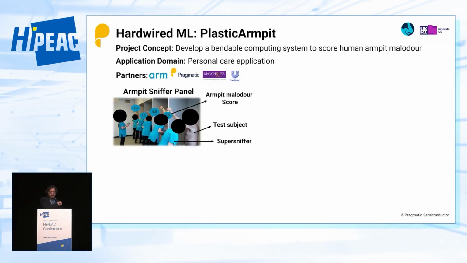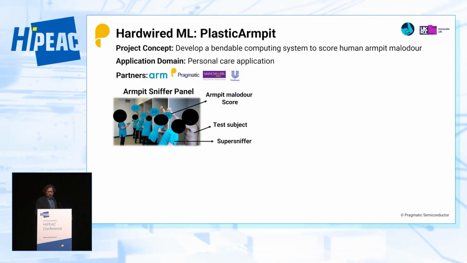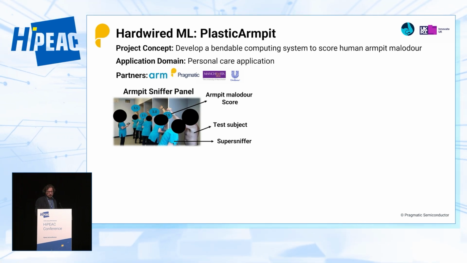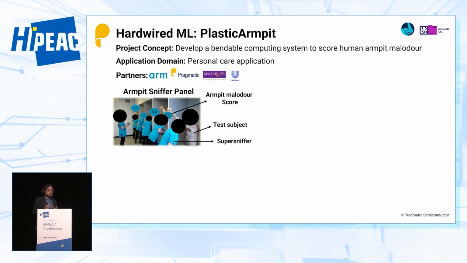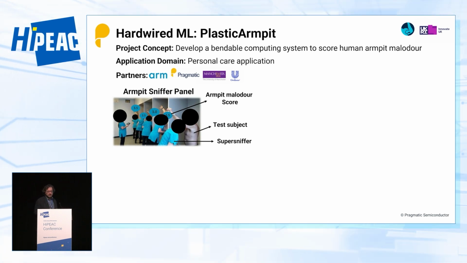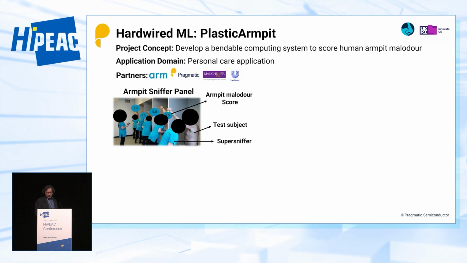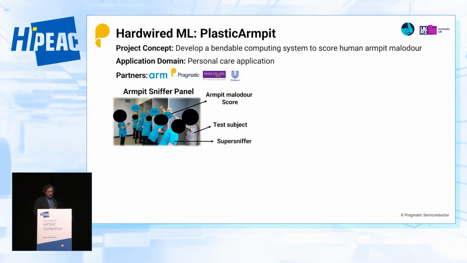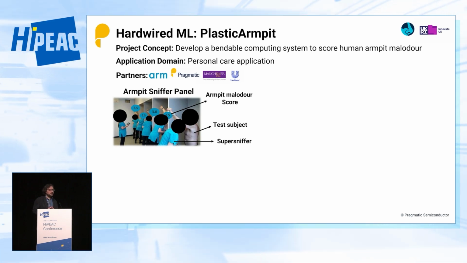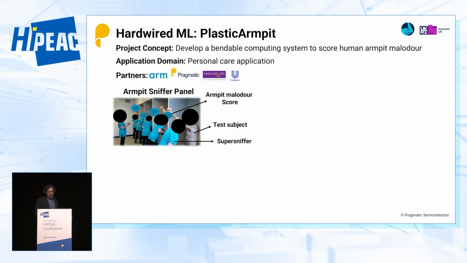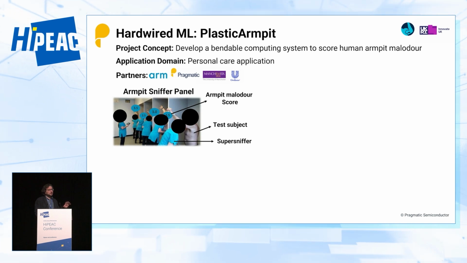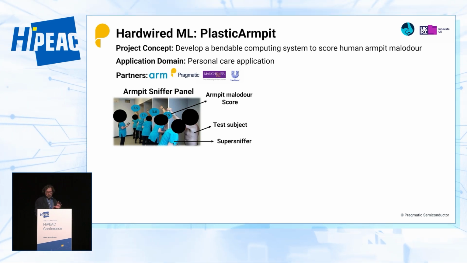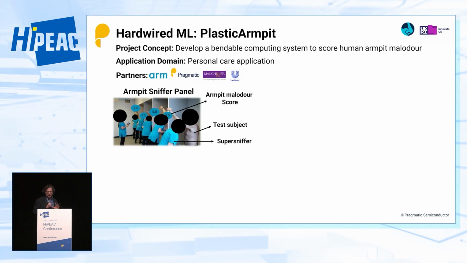This is an example of a domain-specific processing element. We built a hardware ML. The project name was plastic armpit, and there's a reason for that. This was a collaborative project between ARM, Pragmatic, University of Manchester, and Unilever. The application is related to personal care, more on the deodorant, coming from the deodorant use case.